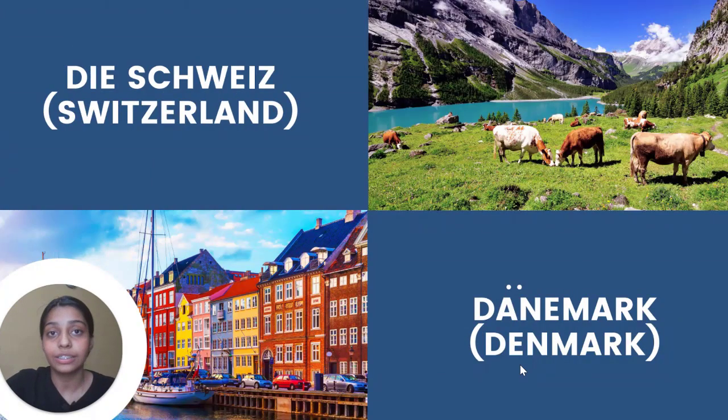Now comes Switzerland. Switzerland in German is called die Schweiz. Then we have Denmark. Denmark in German is called Dänemark. The article that we have put with Switzerland is very specific to it and has to be remembered at all times. Some countries actually take articles along with them. Switzerland is one of them. So we say die Schweiz. We never say just Schweiz by itself.